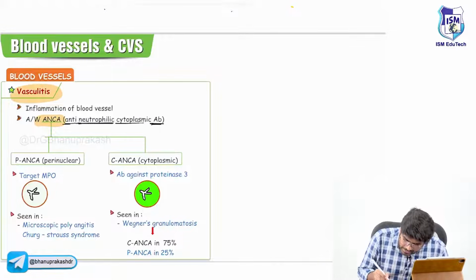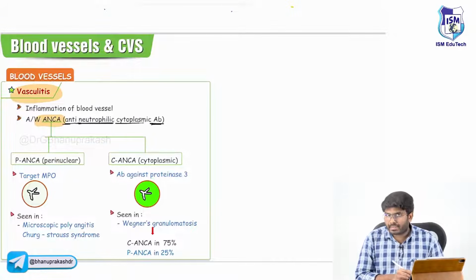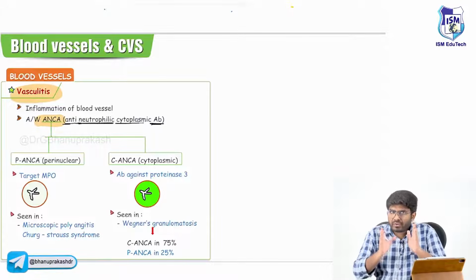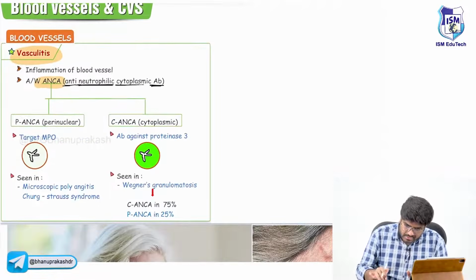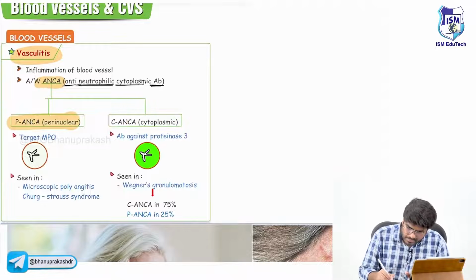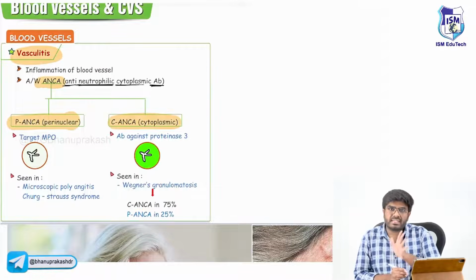Whoever has this vasculitis, in their blood you will find this antibody called ANCA, anti-neutrophilic cytoplasmic antibody. How many types of ANCA are there? There are actually three types of ANCA, but for your exam purpose, mainly two types. What are they? P ANCA and C ANCA. There are two types of ANCA, sir.